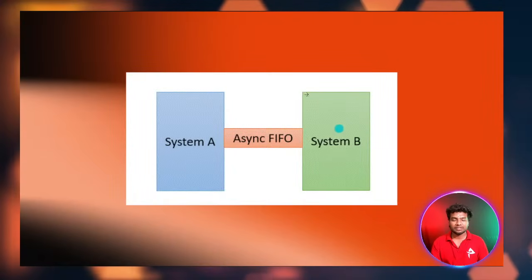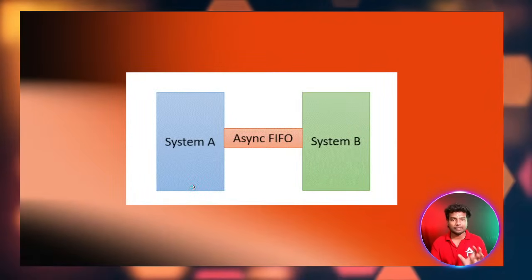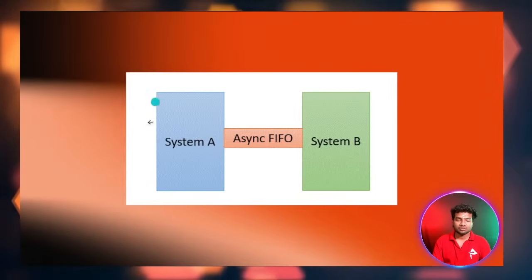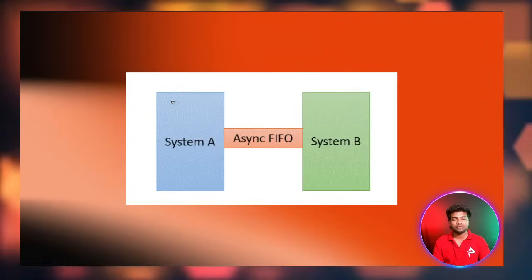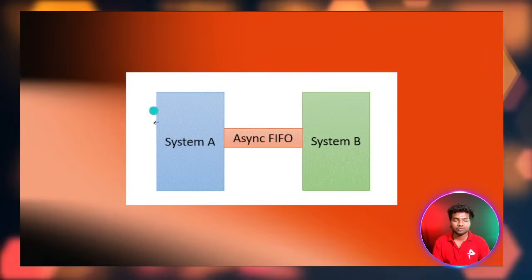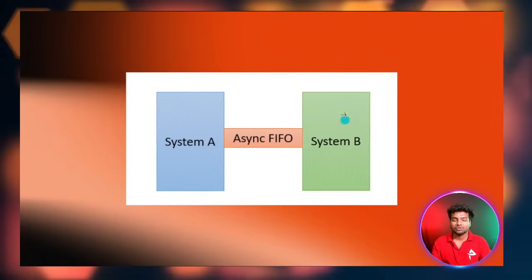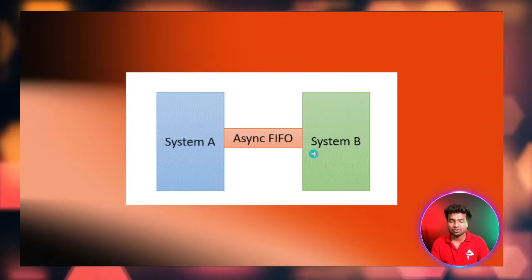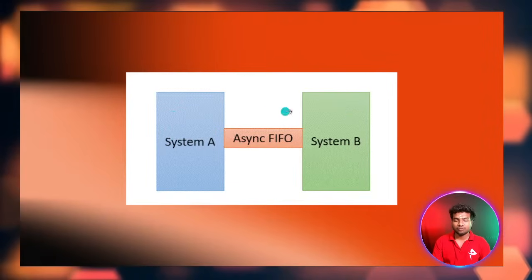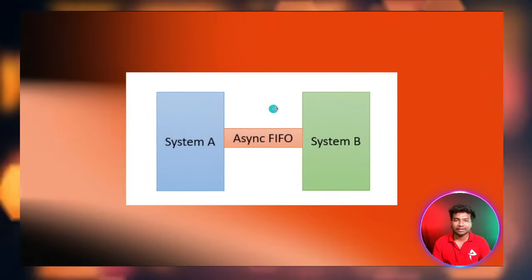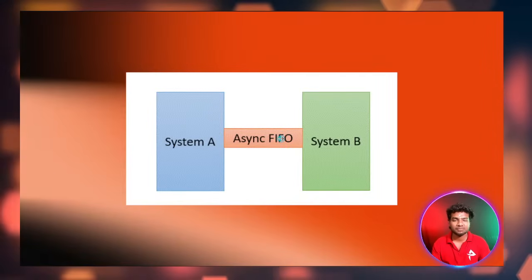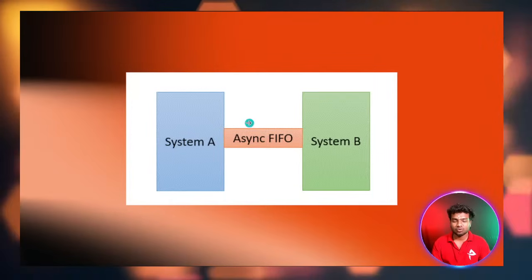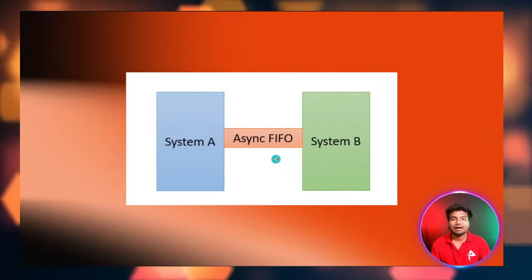So this is a basic example of an asynchronous FIFO buffer. Assume a system A and a system B. System A is working on a different clock frequency, 3.2 gigahertz. It is using 3.2 gigahertz clock pulses. And system B is using a 2.5 gigahertz clock. So one is very slow, one is very fast. If you directly make the communication, you will definitely get errors. You can't make the communication between them because they are not synchronized. If you want to synchronize, you can use the asynchronous FIFO.